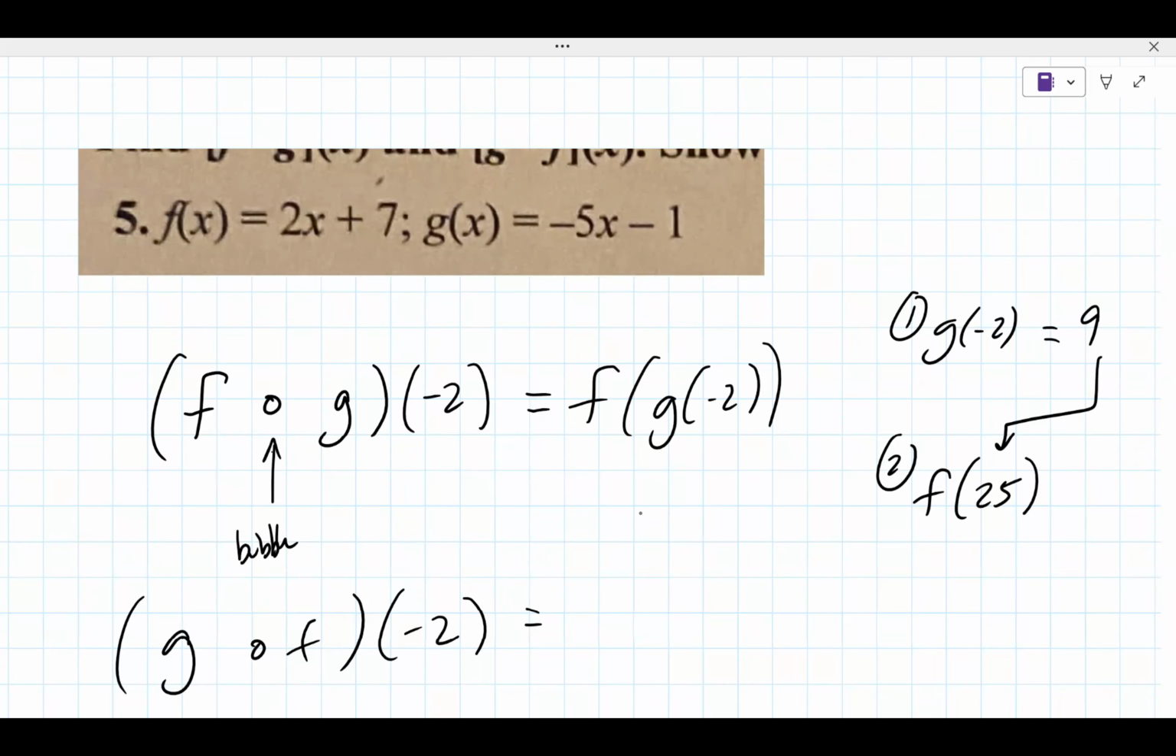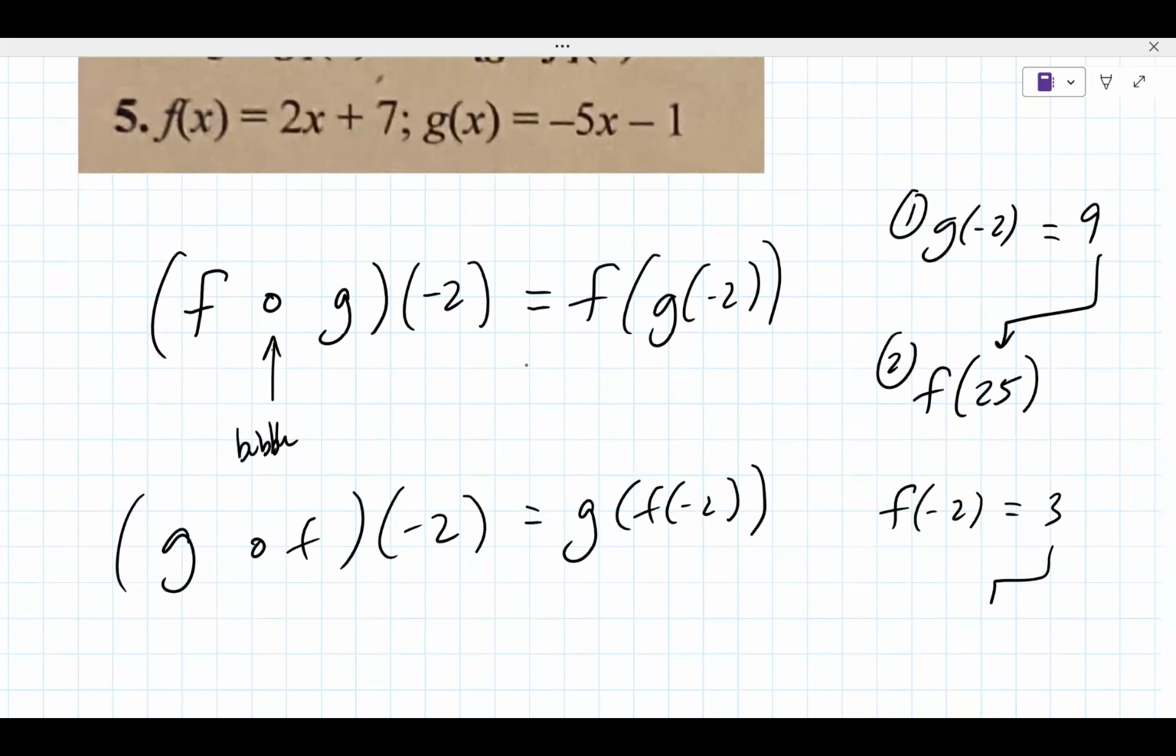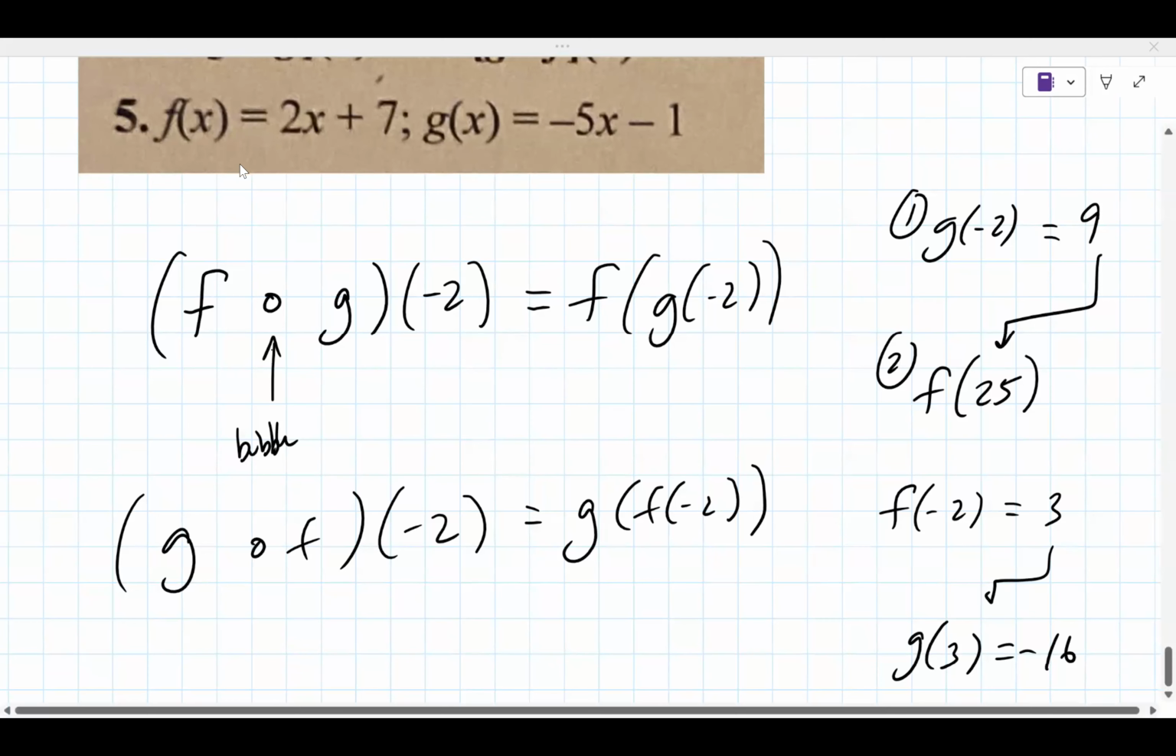All right. So the second one is g of f of -2. I got 3 for f and -16 for g. Yes, that is correct. All right. So I feel like you've got the numerical examples down. Any questions on those? I honestly think that's just a memory thing I need to get down.